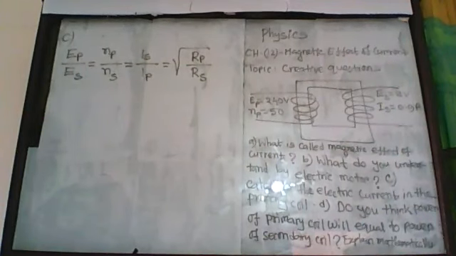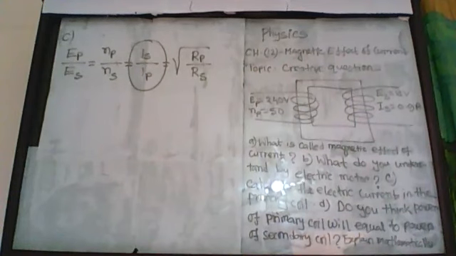Now, at first I'm going to decide by using which formula I want to find out the current of the primary coil. That means we want to find the value of IP. Since we have to find IP, obviously we want to use this part of the formula, that is IS divided by IP.